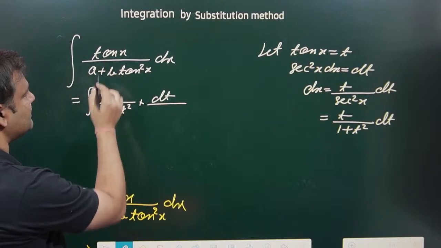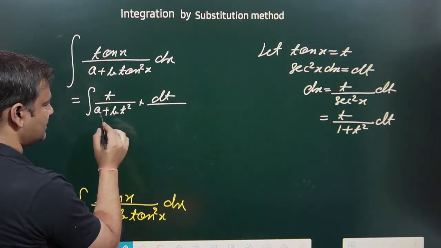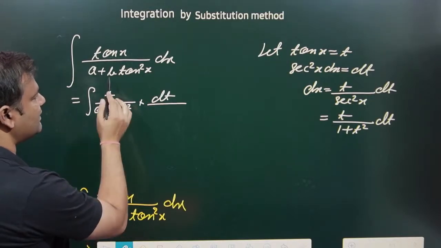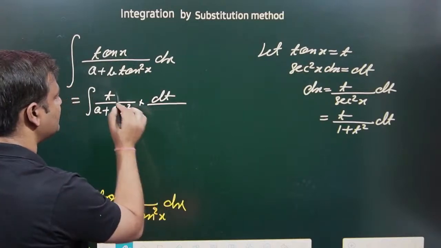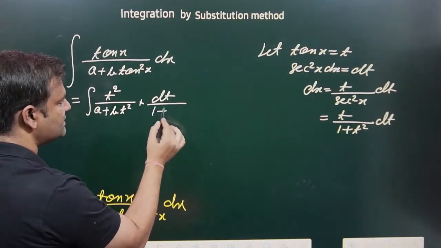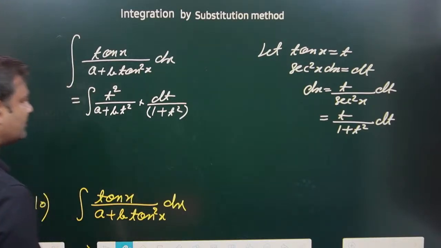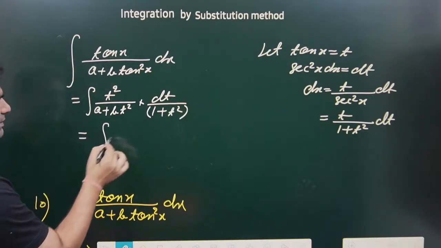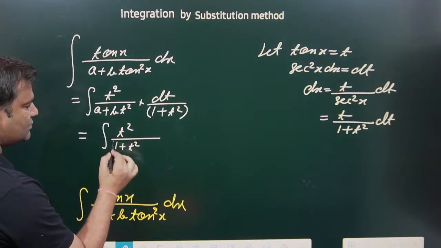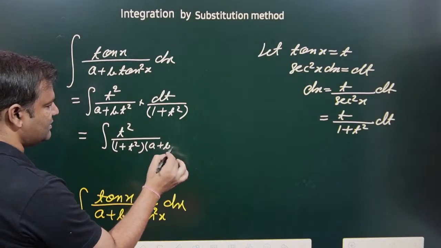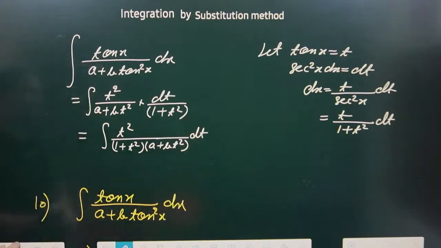So the integral becomes t upon a plus b into t square, and dx is replaced by dt upon 1 plus t square. So we get t square upon 1 plus t square into a plus b into t square dt. Clear? Now how can we solve this type of problem?